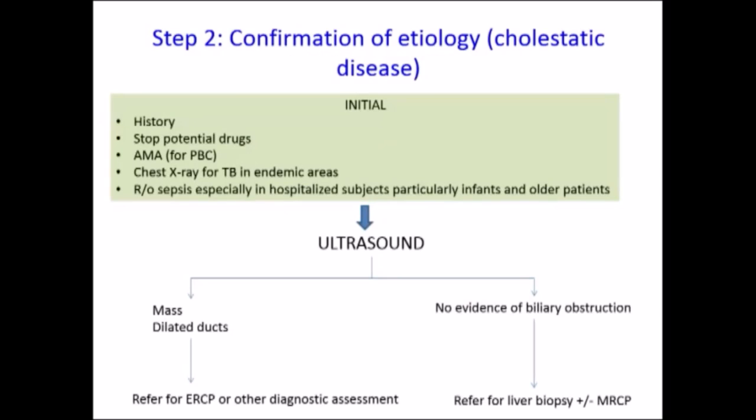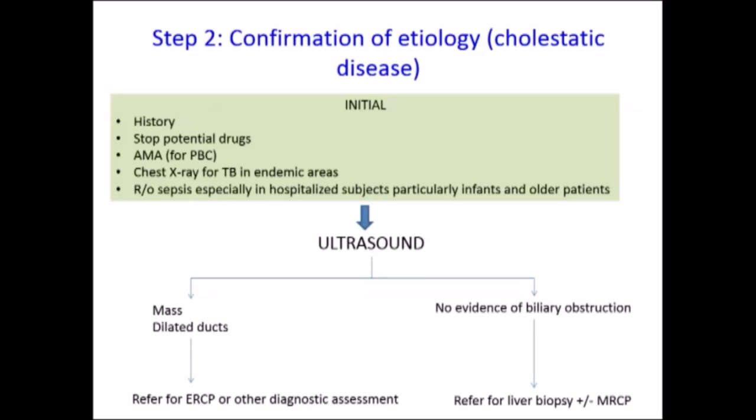And the way we approach this essentially is we get a good history, stop potential drugs that are known to produce cholestatic injury, check anti-mitochondrial antibody, particularly in women. This is a female-predominant disease. And then we rule out sepsis. Obviously, if there's an obvious cause for intrahepatic cholestasis. In the hospital, sepsis is probably the leading cause for developing cholestatic injury.